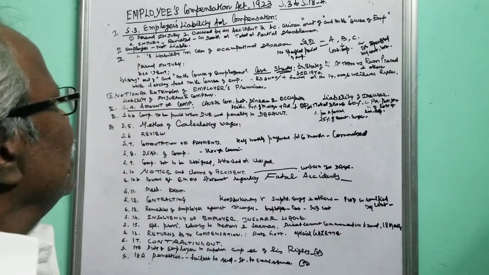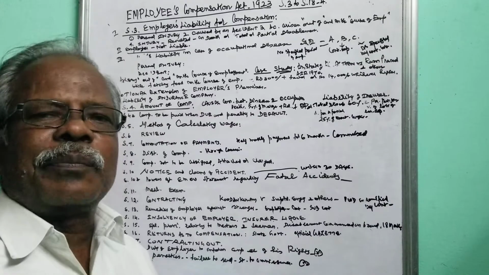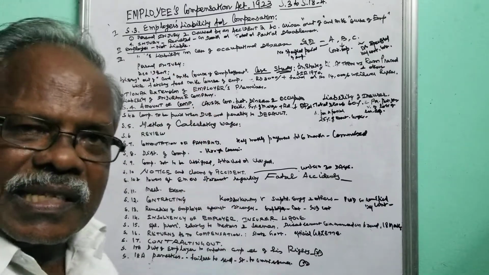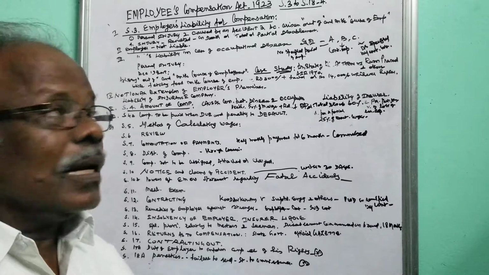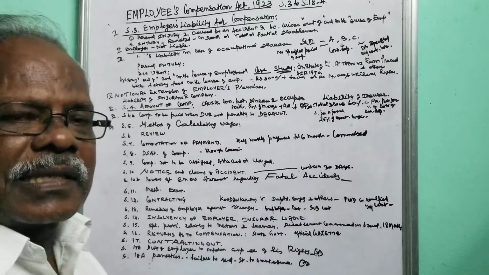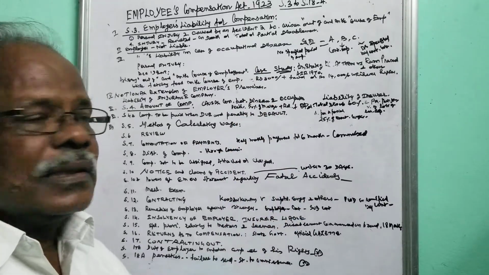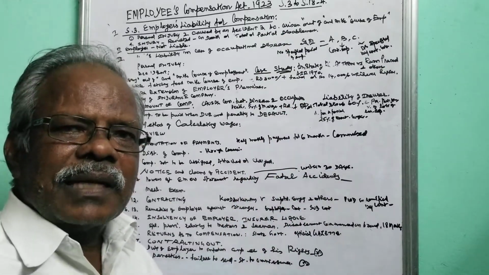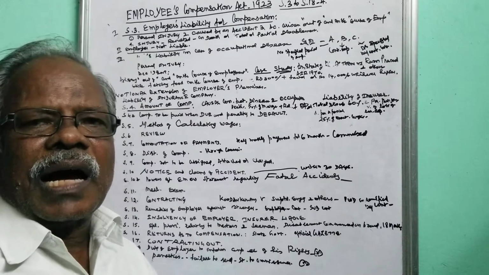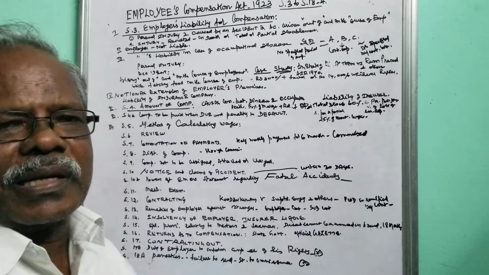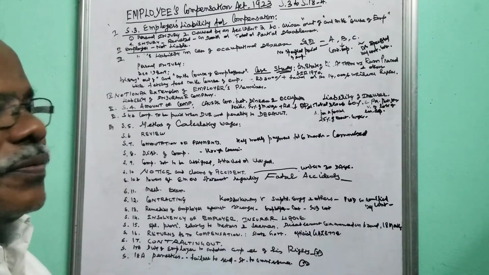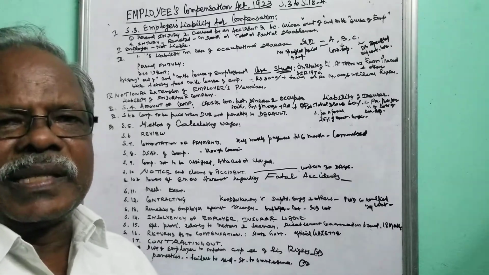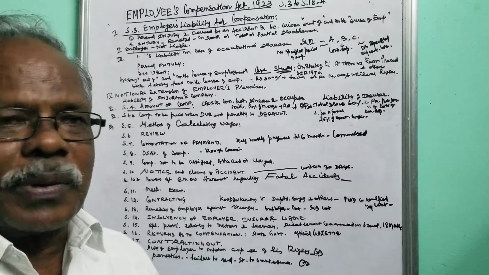Second thing, when the employer is not liable for compensation: when the personal injury does not happen or it is not caused by an accident, and the accident has not arisen out of employment or in the course of employment. These are the reasons for not being liable. The employer is not liable to pay the compensation to the employee.